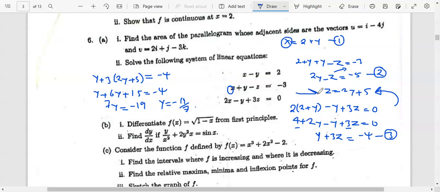Okay, from here we can now find z. I'll substitute in this equation which is here. So z is going to be equal to 2 multiplied by y, which is negative 19 divided by 7, and then that is plus what?